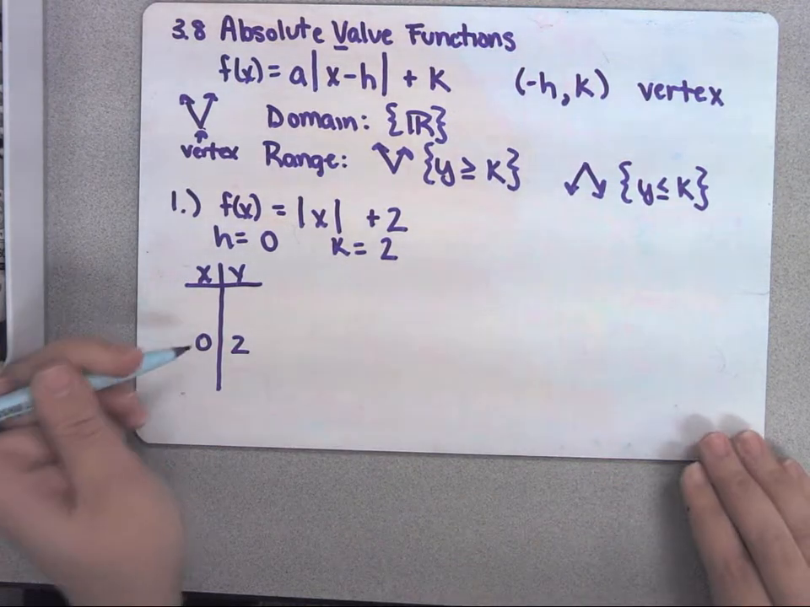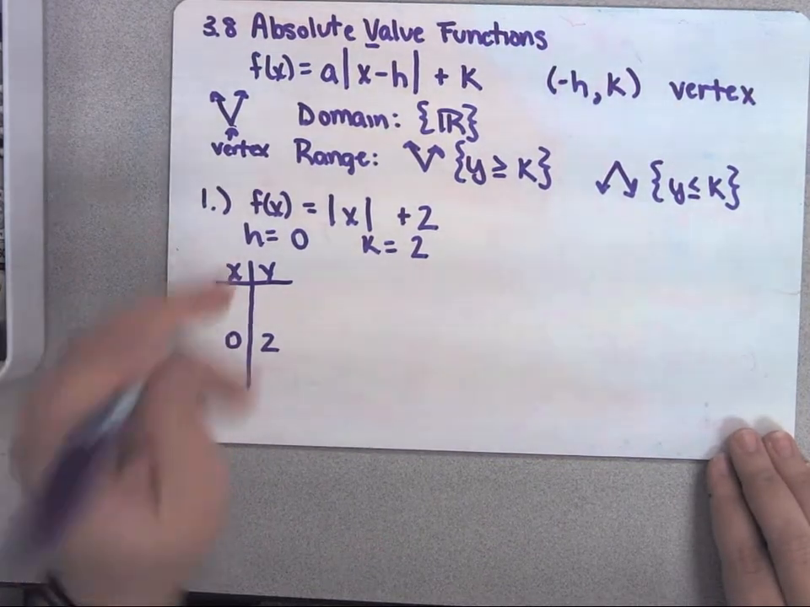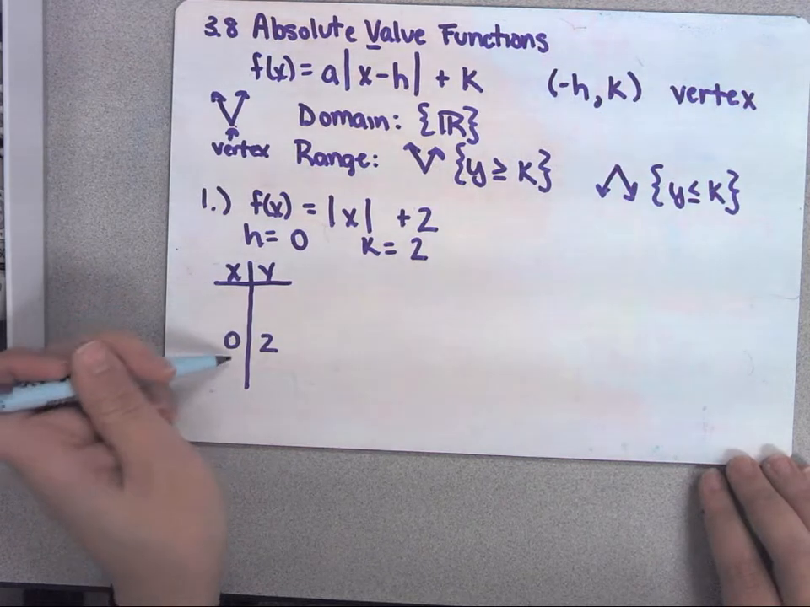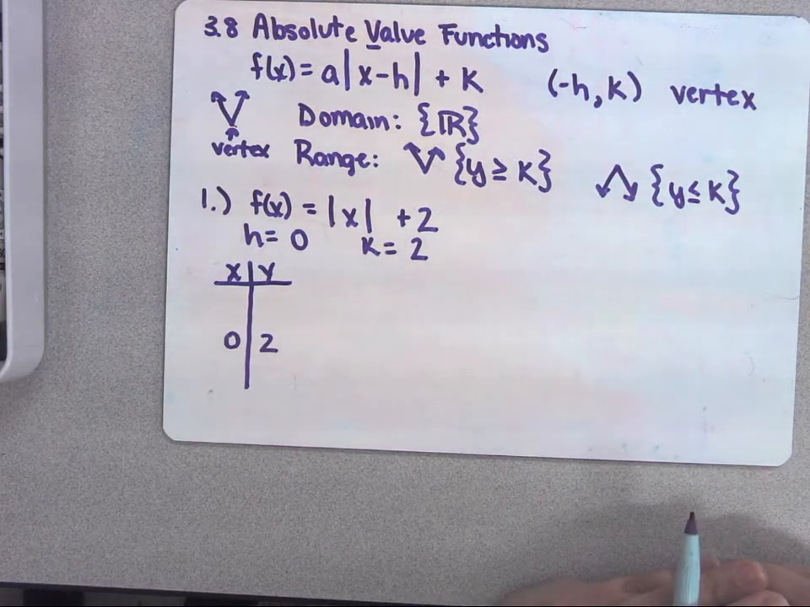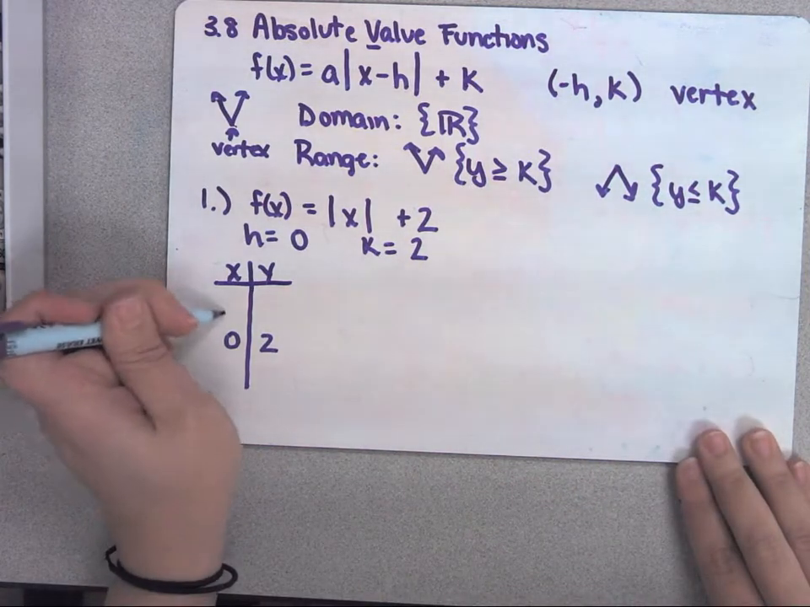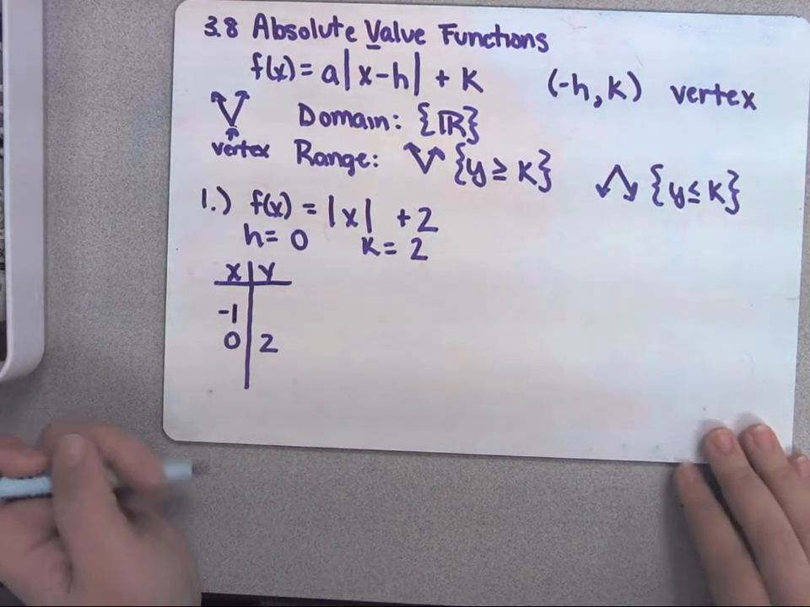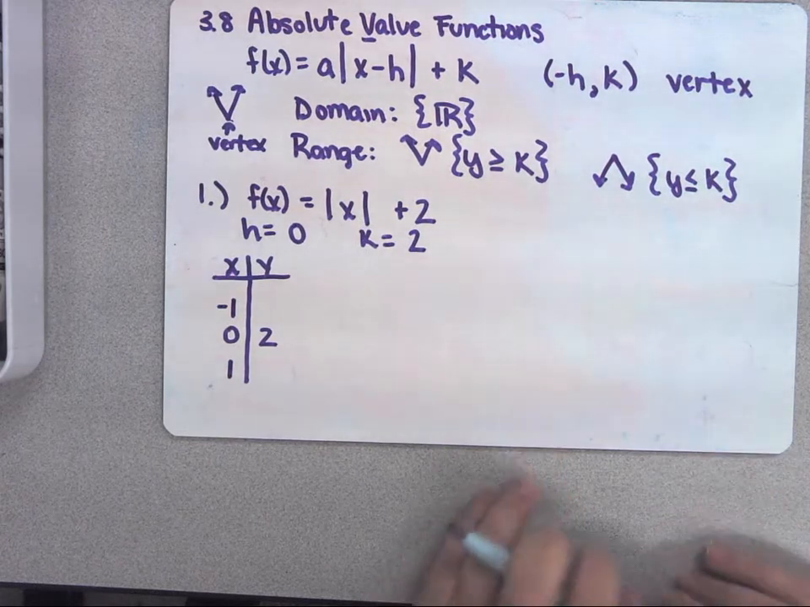Then from this x value, because h is going to change every single time, you need to pick x values less than it and greater than it. You always have to have an odd number of points. 3 is really fine as long as you can still make a V. So what's a number less than 0? -1. What's a number greater than 0? 1. You're going to see something real cool.